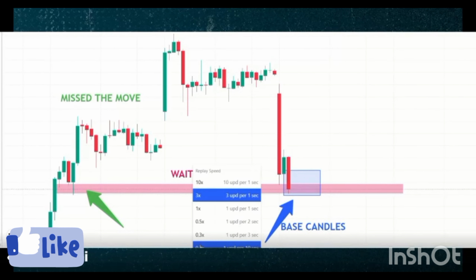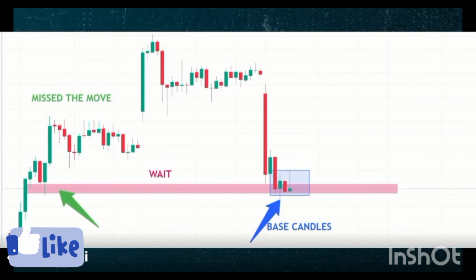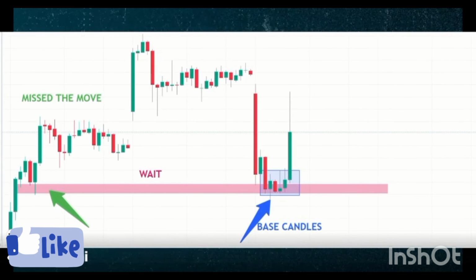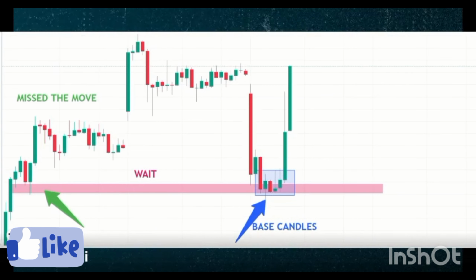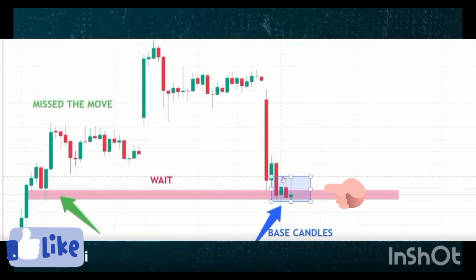Understanding the demand zone. Similarly, find a base of small candles followed by a strong bullish candle. The base is where buyers entered the market. Mark the zone from the lowest wick of the base candle to the highest body.